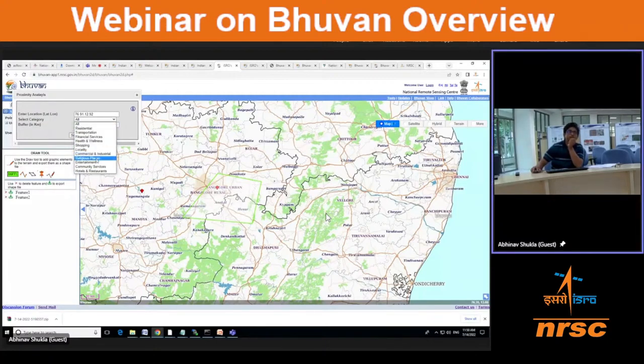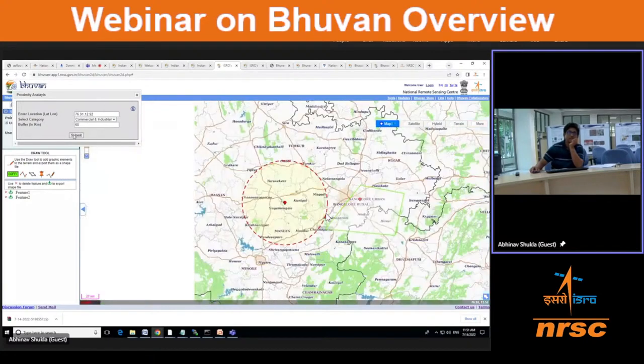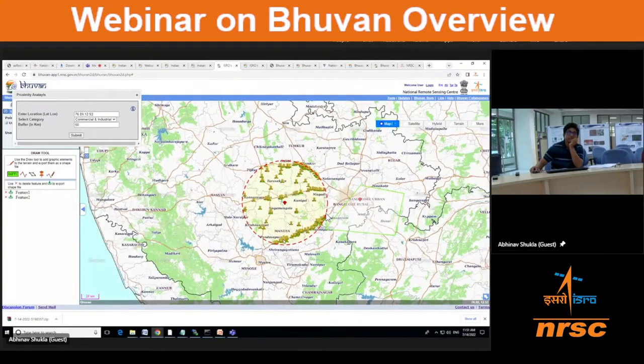Suppose I want to select commercial and industrial. And I have to enter a buffer. This buffer is in kilometers. So if I enter 50, it means 50 kilometers. Once I submit, taking this lat long as the center, it will create a 50 kilometer radius buffer. And it will list all the commercial and industrial details that are here. So like this, you can see.